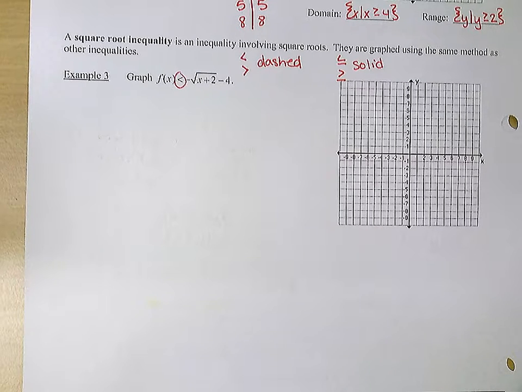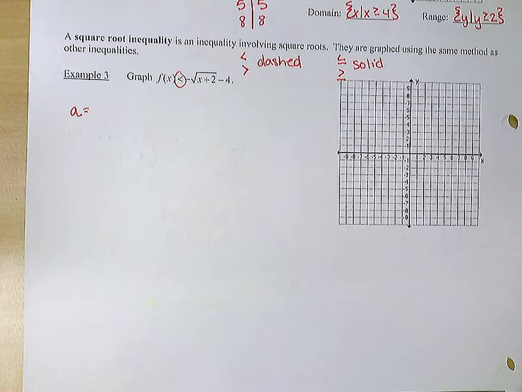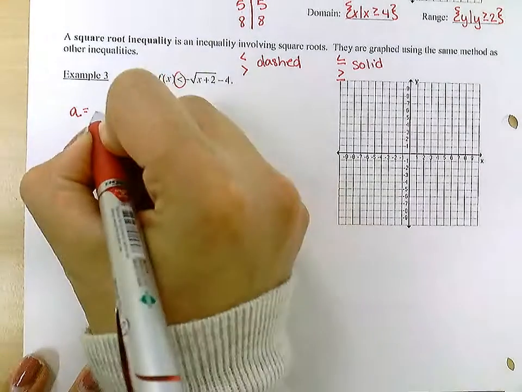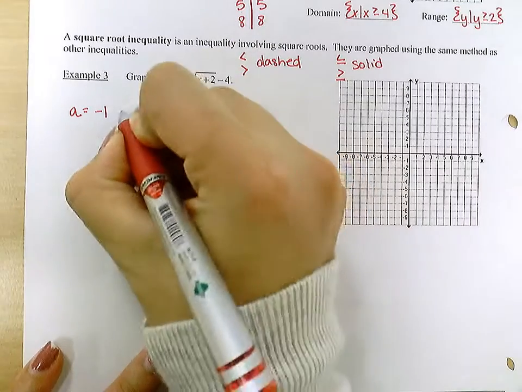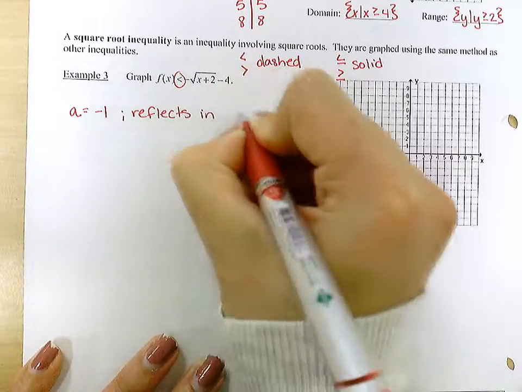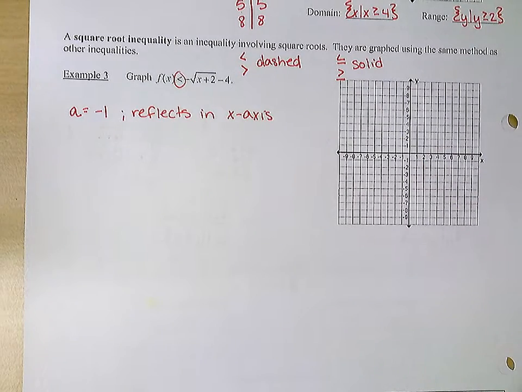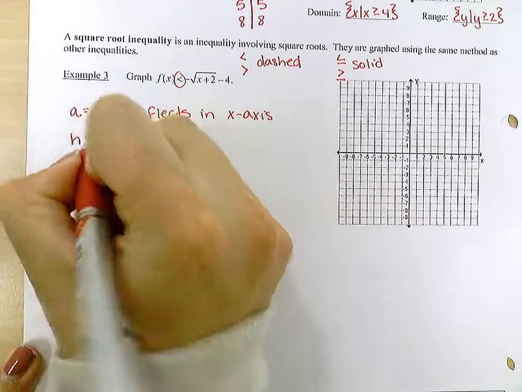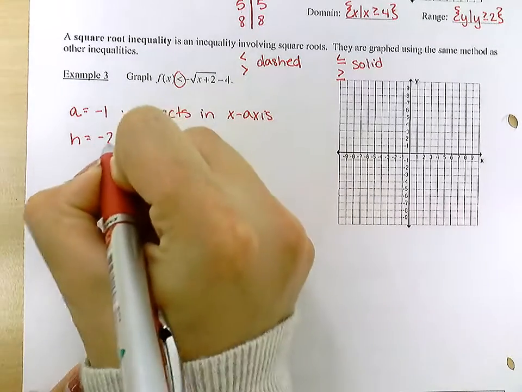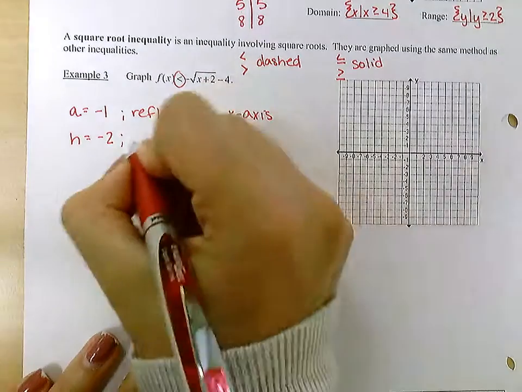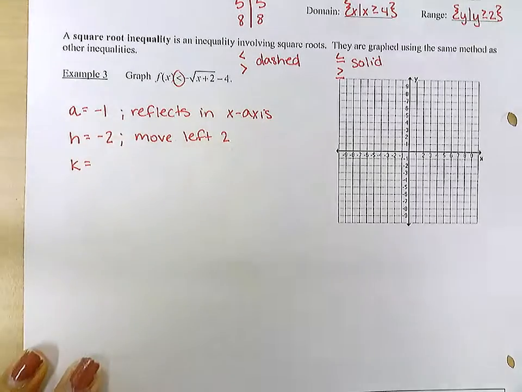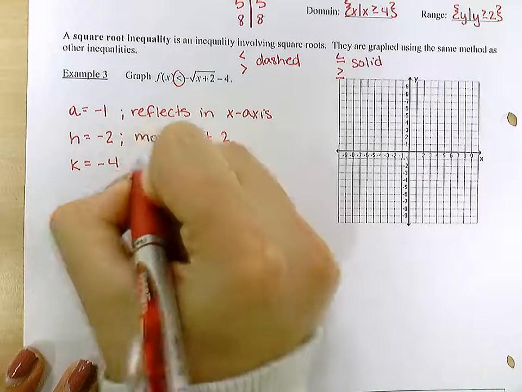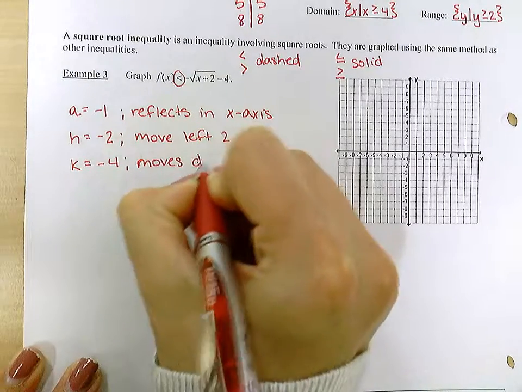So from here, I'm just going to find what A, H, and K are, and then I'll make my XY chart for you. Okay, so A. What is A in my graph here? -1. Okay, so if my A value is negative, it reflects it over the x-axis. Next, I need my H value. What is my H value? -2. That means it's going to move left 2. And then K. Where's K? It's -4. So it moves down 4.